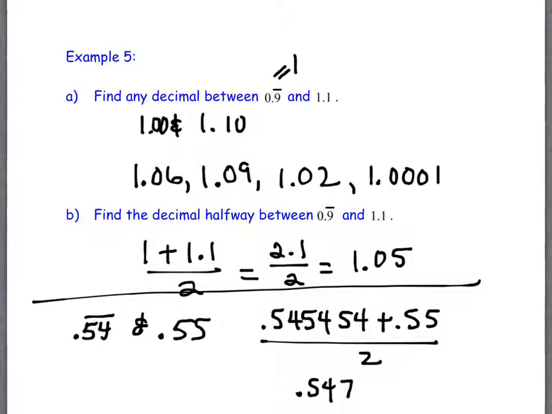0.547. So think with me for a moment. Is that number bigger than 0.54 repeating? Yep, definitely, because 0.54 repeating is 0.5454, and this is 0.547. So 0.547 is bigger than 0.545. Is it smaller than 0.55? Yes. So this would be an example of one such number that would be between the two. Does that make sense? Okay.